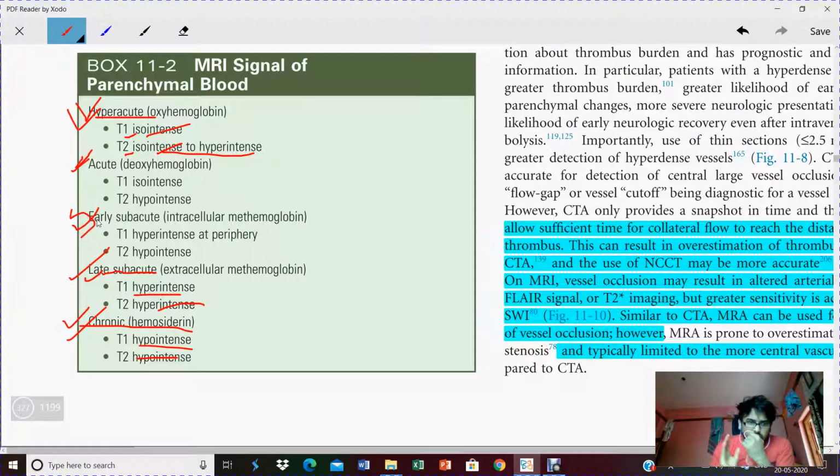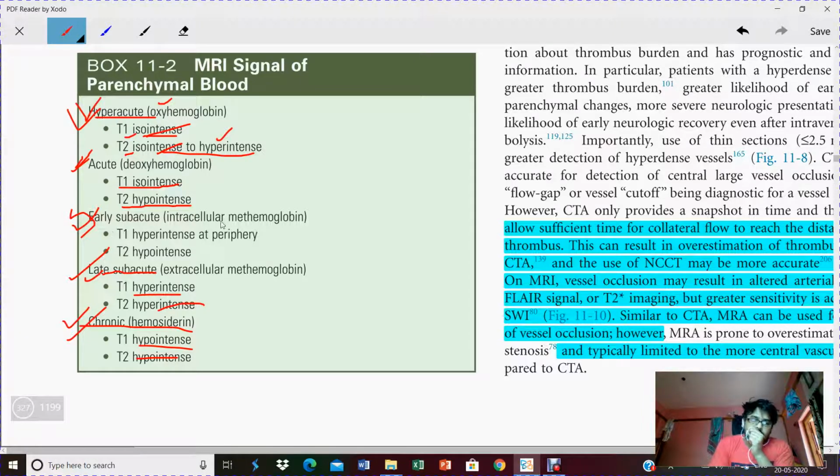In stage 2, there is an acute condition, that means there is no oxygen, deoxyhemoglobin. In the hyperacute stage, there is oxyhemoglobin. For this region T1 you have the isointense. In case of acute, T1 is the isointense. But as there is no oxygen, T2 produces the hypointense. But in the hyperacute stage, there is oxygen, so T2 produces the hyperintense or isointense.